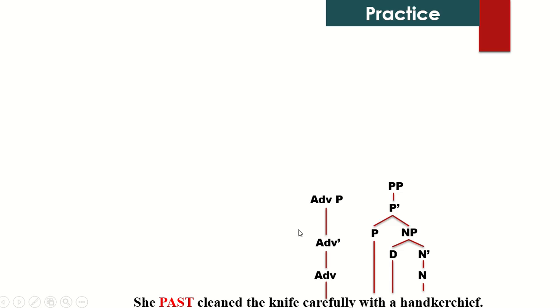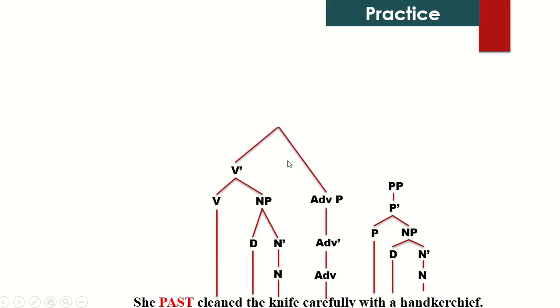Then we move to the knife, N bar, since we have a specifier here, D, N bar, NP. Now we said this is the complement of the verb clean, so sister to V, daughter of V bar. This is an adjunct, so sister to V bar, daughter of V bar. Another adjunct, you can have as many adjuncts as you want. Same rule, sister of V bar, daughter of another V bar.